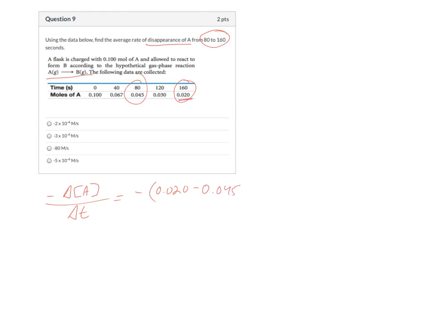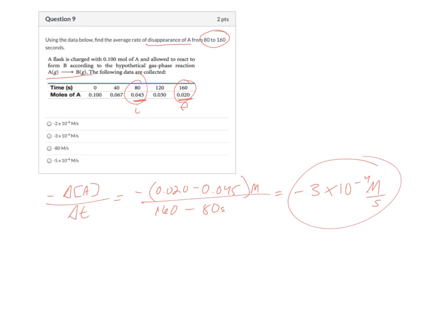This is my final. That's my initial. And these are the units, or moles. And divided by final minus initial. And we get -3 times 10 to the -4. So yeah, just like that.